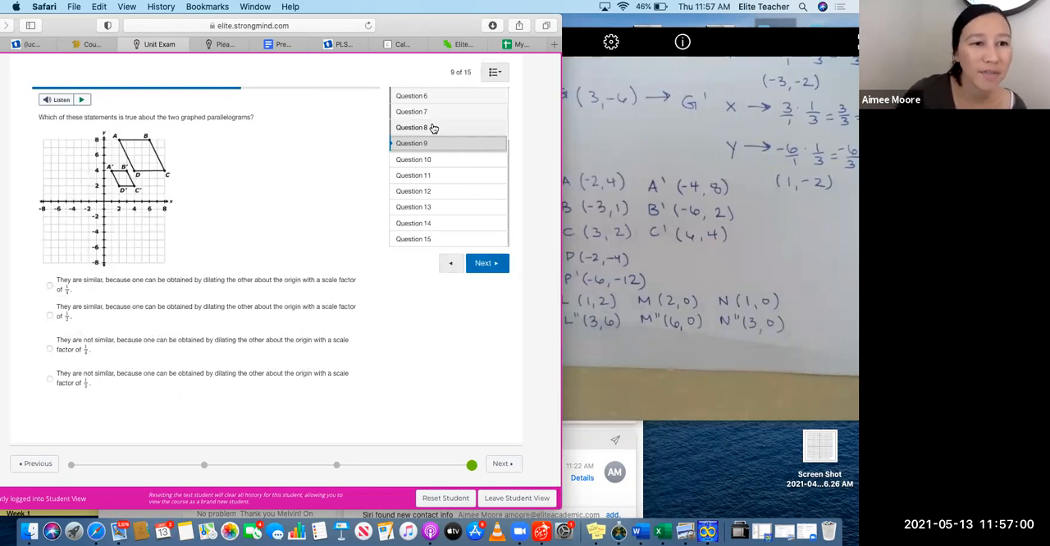Okay, which of these statements is true about the two graphed parallelograms? So we have A, B, C, D, and then we have A prime, B prime, C prime, D prime. So are they similar? If so, what's the scale factor? Or are they not similar? So we kind of just have to look at the points to determine whether or not they are and what their scale factor is.